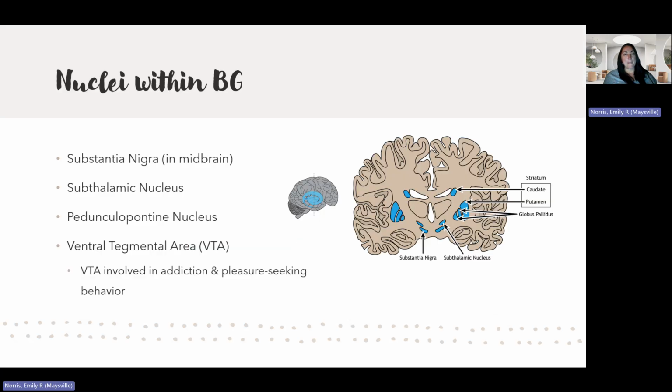Nuclei within the basal ganglia, there's a substantia nigra, which is in the midbrain, the subthalamic nucleus, pedunculopontine nucleus, and then the ventral tegmental area, or VTA, which is involved in addiction and pleasure-seeking behaviors.